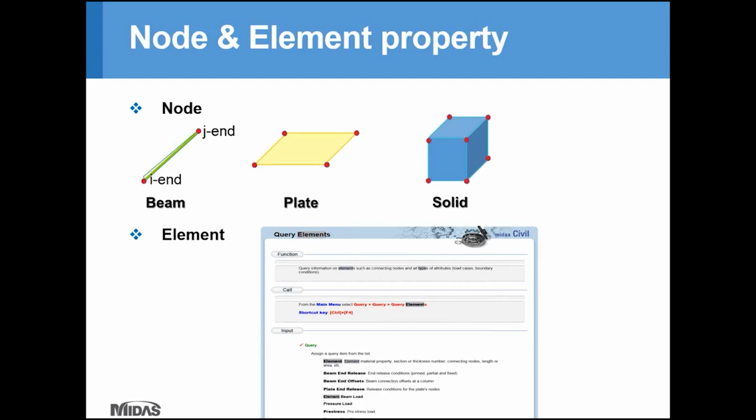There are many different types of elements. Each element has different resisting availability to different types of force and moment. More details are explained in the online help manual. While you're working with MIDAS Civil, simply pressing a function key or buttons, and you can check all the information you need from the online help manual.